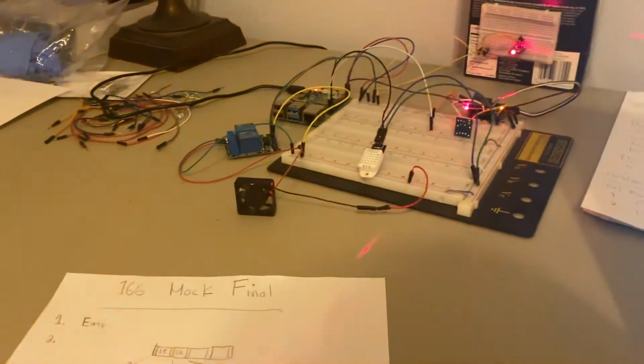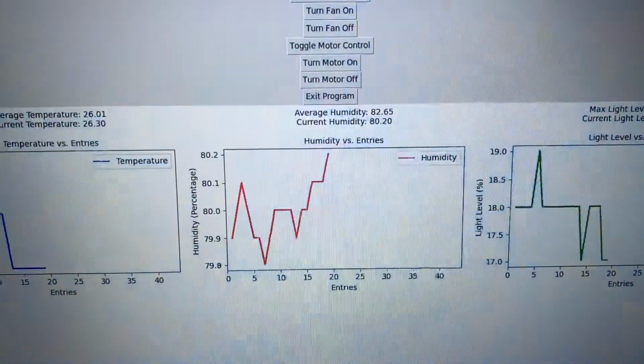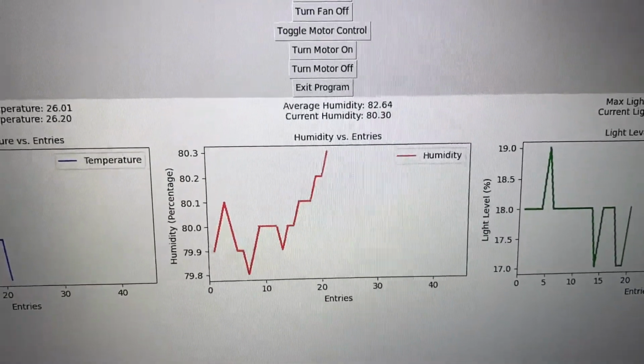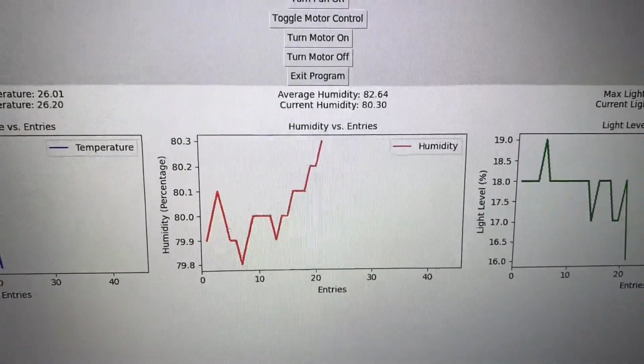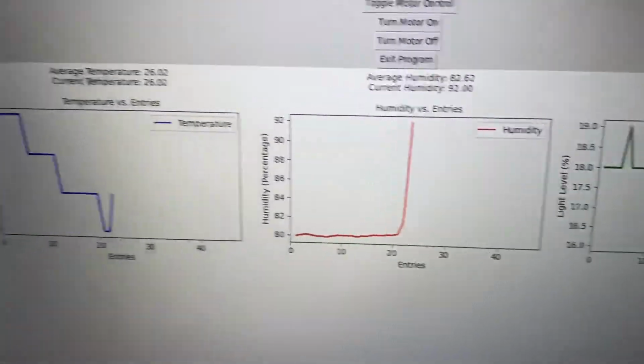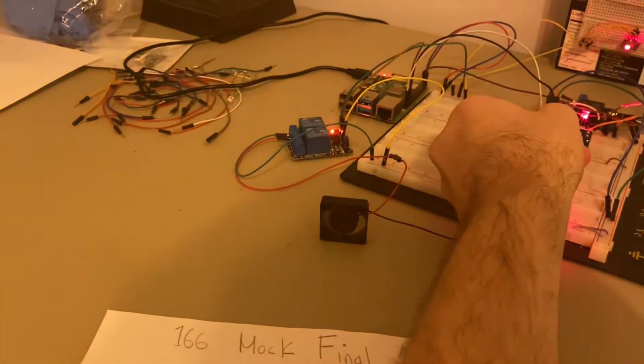So right now, the fan in my system is controlled by the humidity level as before. When the humidity goes above 85%, the fan will trigger on. If I hold down on my sensor, I will spike the humidity now. As you can see, humidity is above 90% and the fan turned on.